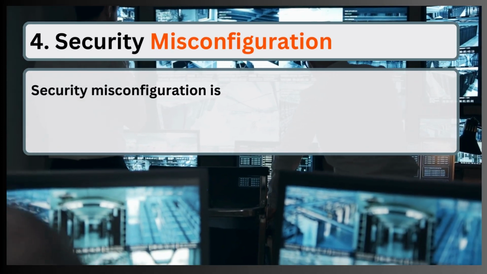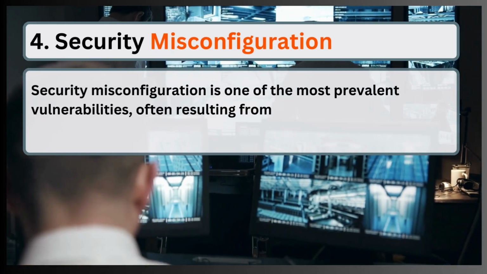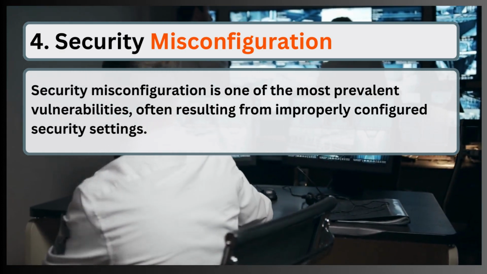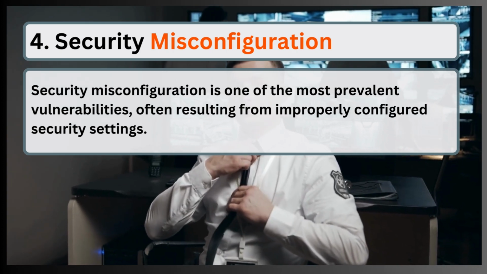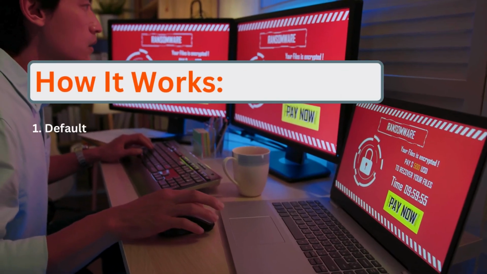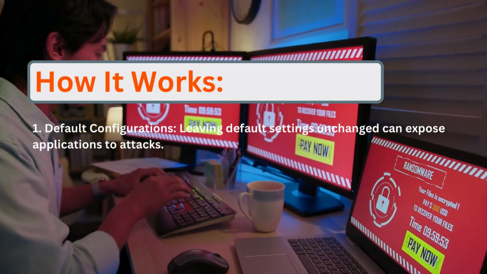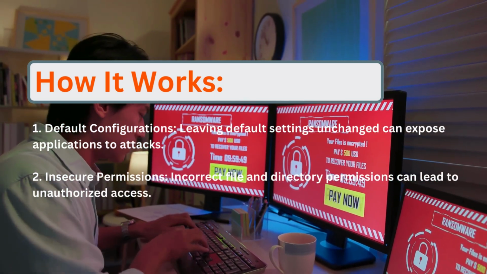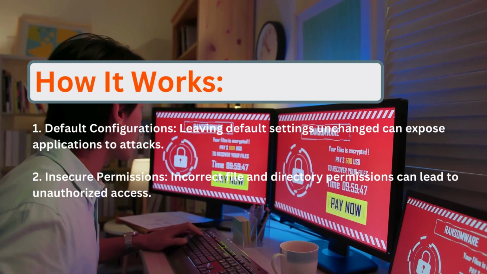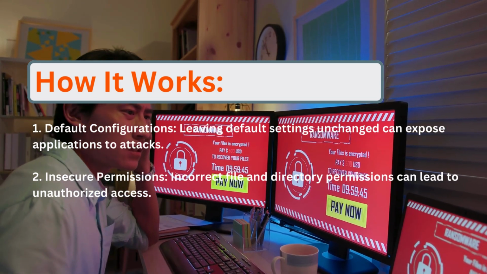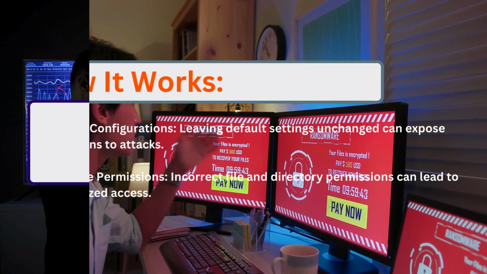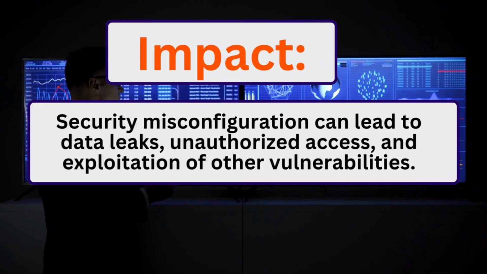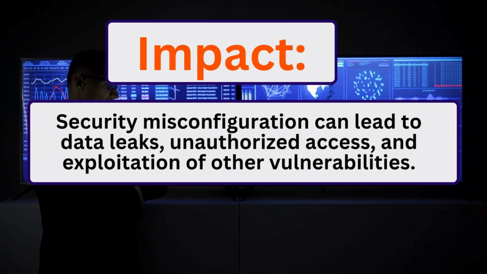Fourth, security misconfiguration. Security misconfiguration is one of the most prevalent vulnerabilities, often resulting from improperly configured security settings. How it works? Default configurations. Leaving default settings unchanged can expose applications to attacks. Second, insecure permissions. Incorrect file and directory permissions can lead to unauthorized access. Impact. Security misconfiguration can lead to data leaks, unauthorized access, and exploitation of other vulnerabilities.